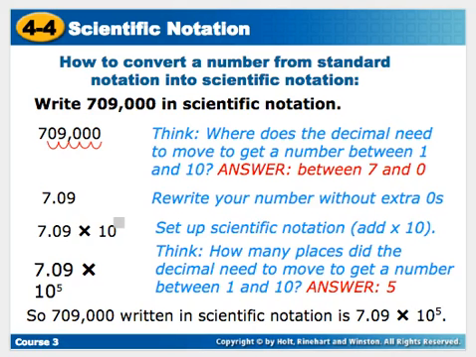So in this example, you have 709,000. Where does the decimal need to move to get that number between 1 and 10? Between the 7 and the 0. Then you rewrite the number without any extra zeros, which gives you 7.09. Then you set up the scientific notation by adding times 10. And then to find the exponent, you have to think about how many places you had to move the decimal in order to get that number between 1 and 10. In this case, the answer is 5. So 709,000 written in scientific notation will be 7.09 times 10 to the 5th.